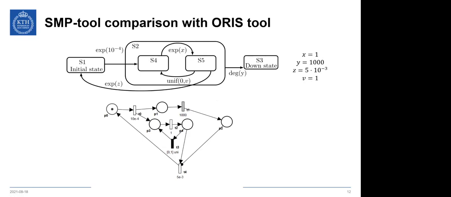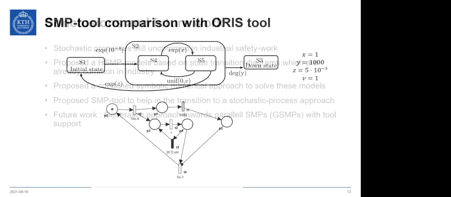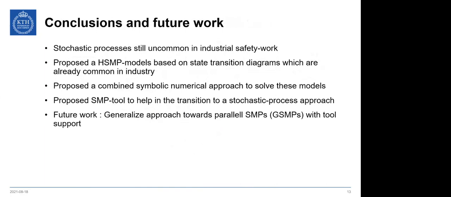So after 12 hours, it had still not found a result, while our method does not depend on it, so our tool could find the value after just a few seconds. So this shows that there are situations where our tool and our method are quite a bit more effective than existing tools and methods. So, conclusions and future work.